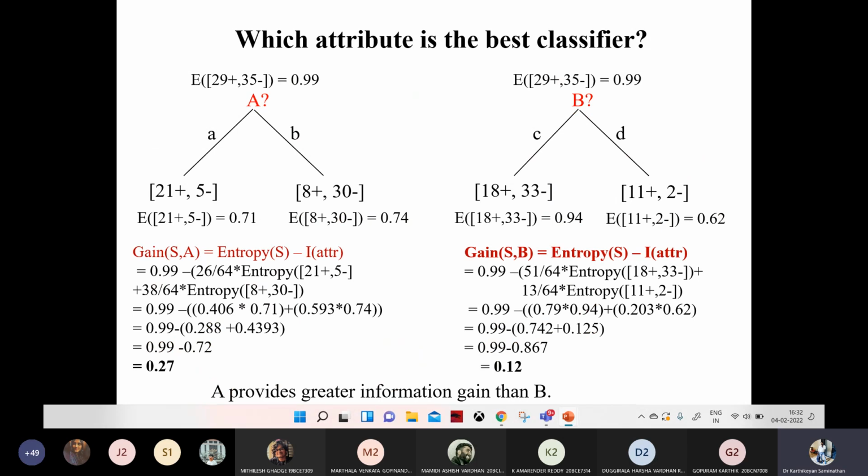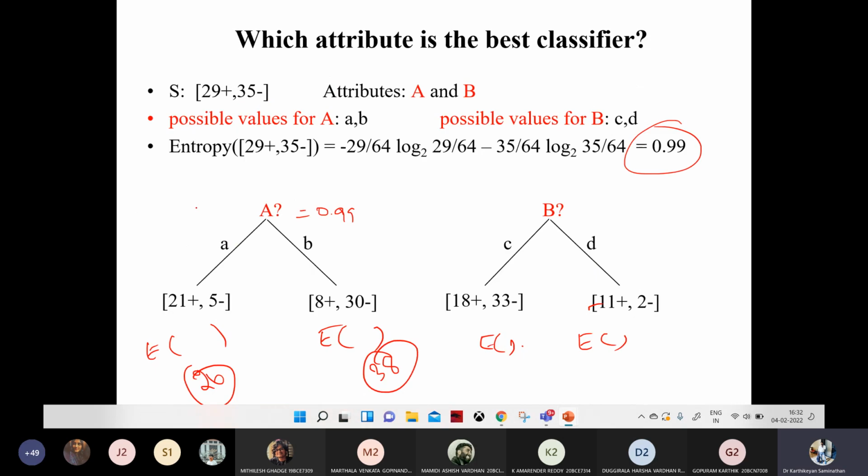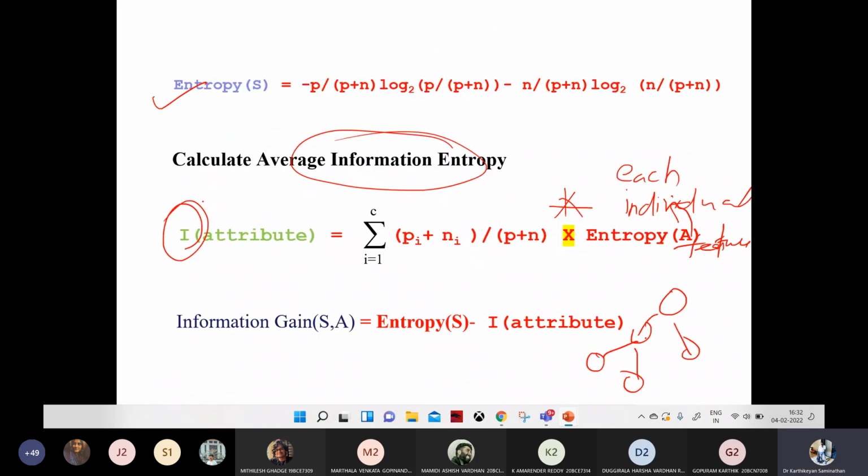So you can see here, for 29 plus 35 we already calculated 0.99. Now I need to calculate this entropy. For 21 plus 5 minus, the entropy value I am getting is 0.71. You calculate it in a similar pattern, using this formula: minus P by P plus N log 2 of P by P plus N.